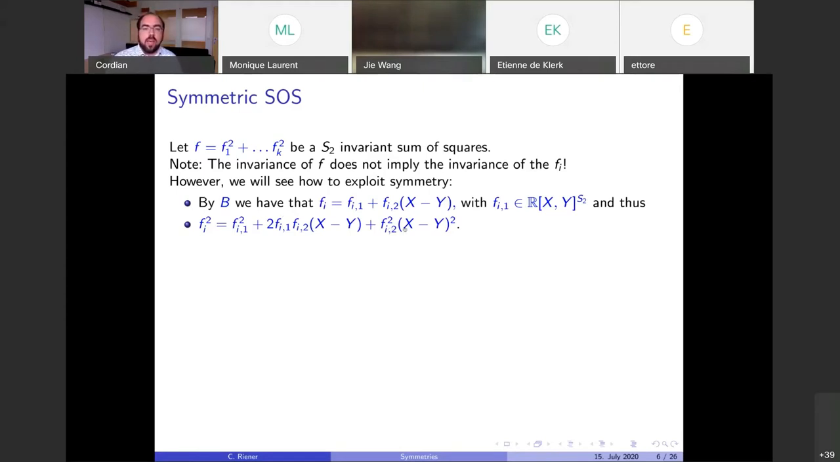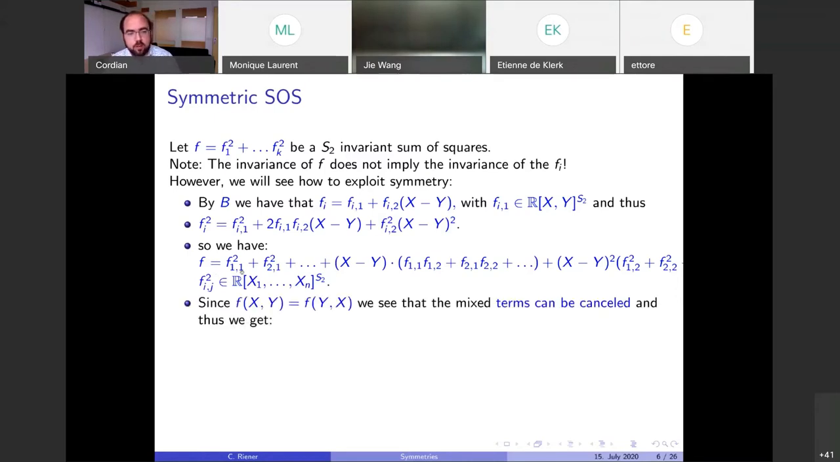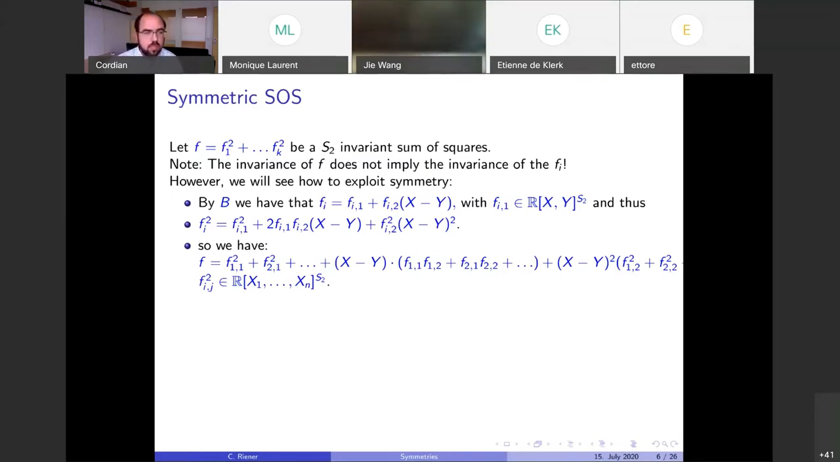Note, however, that when I look at x minus y and I square it, this is in fact an invariant polynomial, because it doesn't matter when I interchange y and x, I still get the same polynomial. So when I put this together into my f, I get that f is the sum of the fi1 squares, plus some mixed terms in the middle that I have to weight by x minus y, plus some other squares in the end that are weighted with x minus y squared. Very interesting. Note that all these coefficients, as I now call them, are themselves invariant polynomials. Yes, that's all just property B.